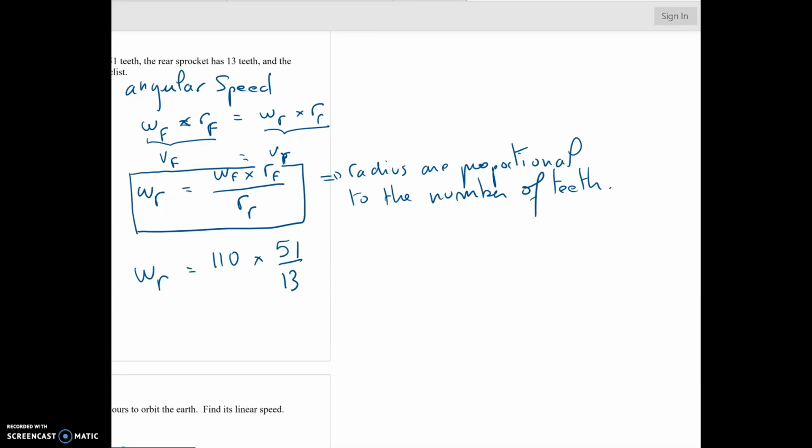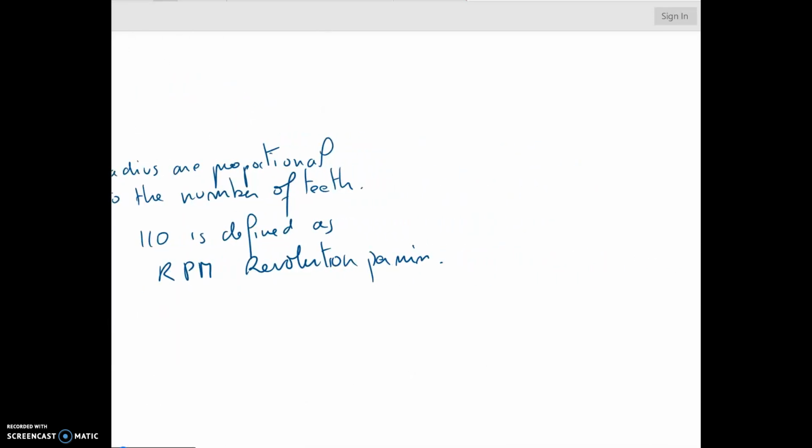So when I do this calculation, we end up, at the end of the day, with, oh, before that, I'm sorry, but you need to remember 110 is defined as RPM, revolutions per minute. Therefore, I need to convert that into radians.